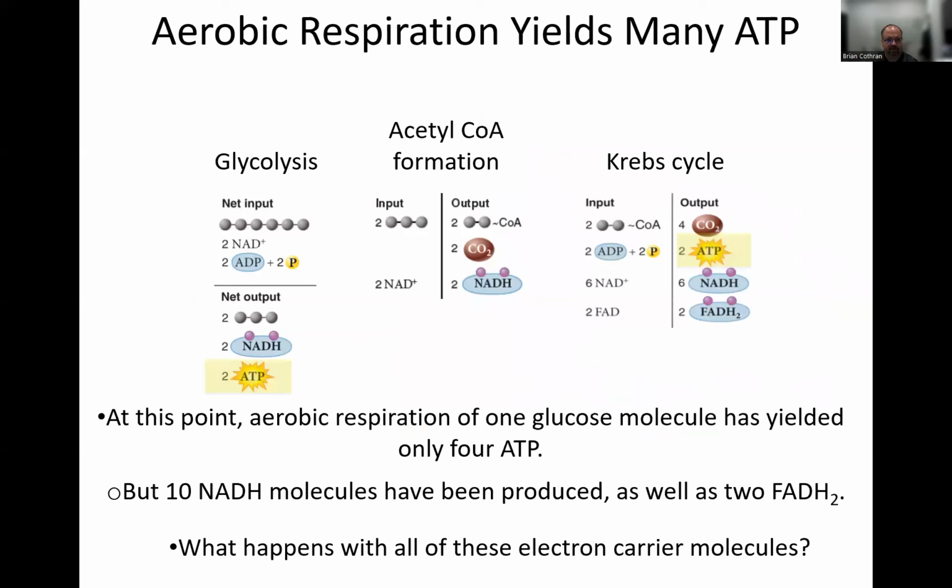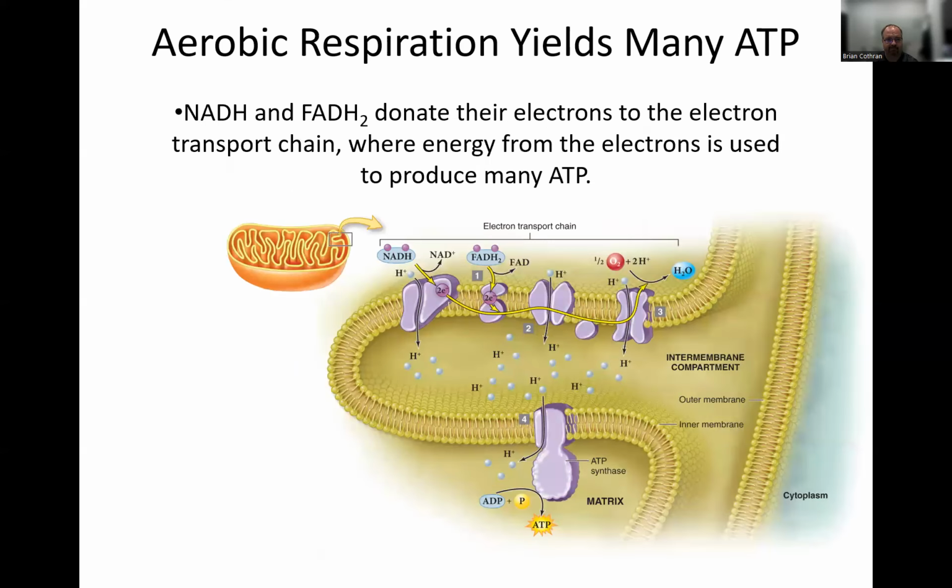So this is what we got so far. At this point, it says we've got 10 NADH molecules from those steps, 2 FADH2 molecules. And what happens with all these electron carrier molecules? Well, it's time for the payoff. We've only made 4 total ATP, net ATP. We need to make 36. And there's only 1 step remaining, and it is the final step.